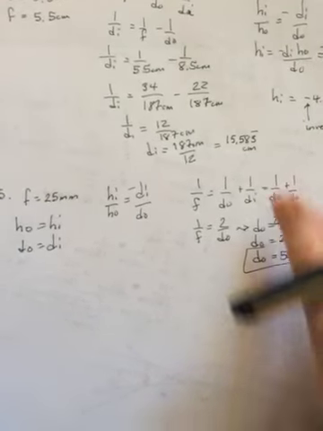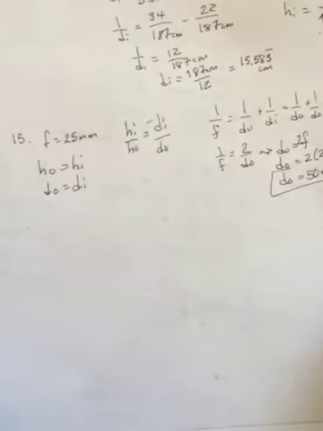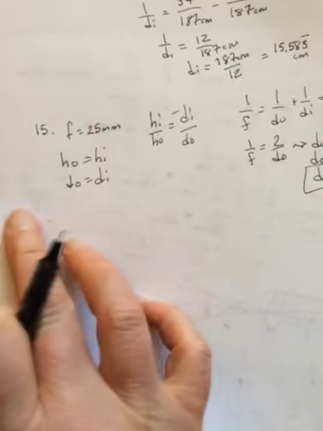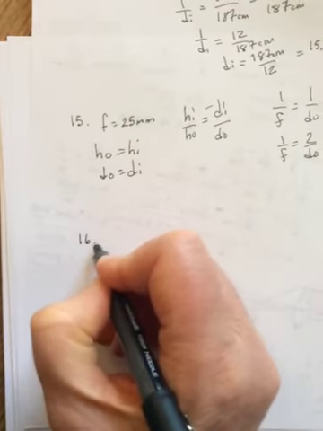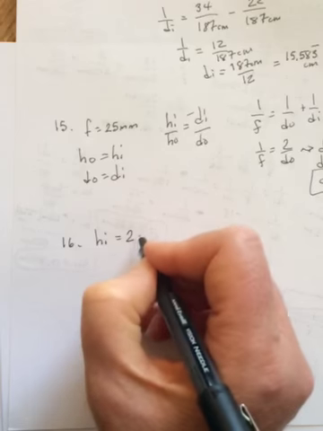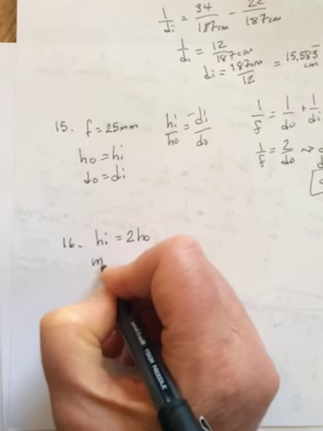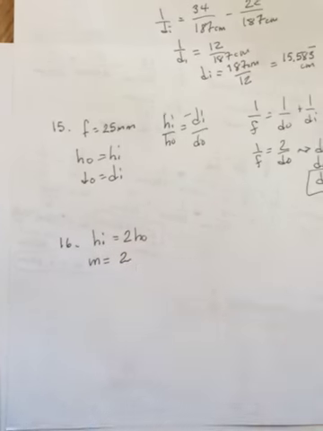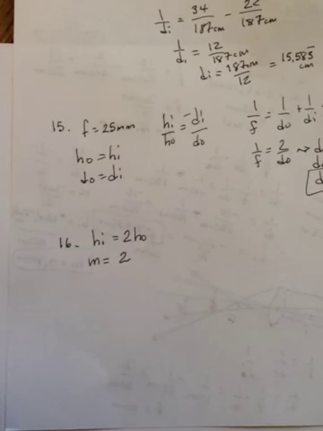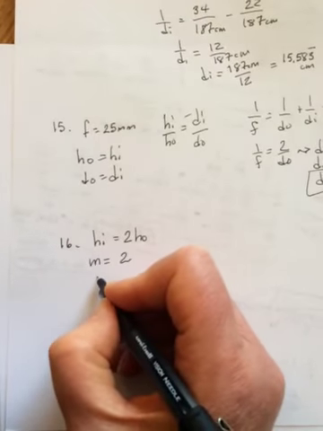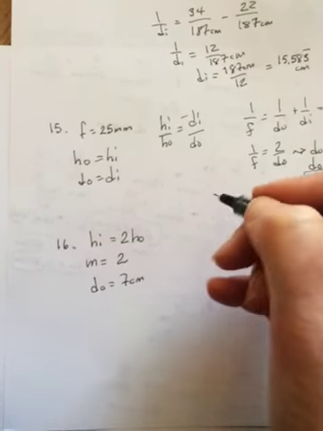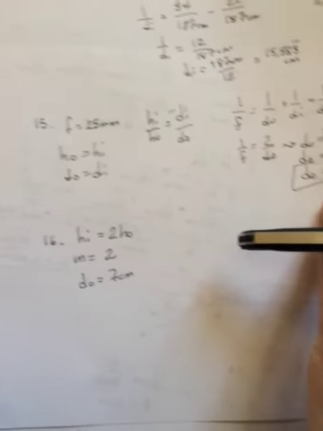All right, and the last one, number 16, says a lens is needed to create an inverted image that is twice as large as the object. So we want the image to be twice as large as the object. So hi is equal to 2 ho, or in other words, the magnification is equal to 2, when the object is 7 centimeters from the lens, so do is equal to 7 centimeters. What focal length is needed?